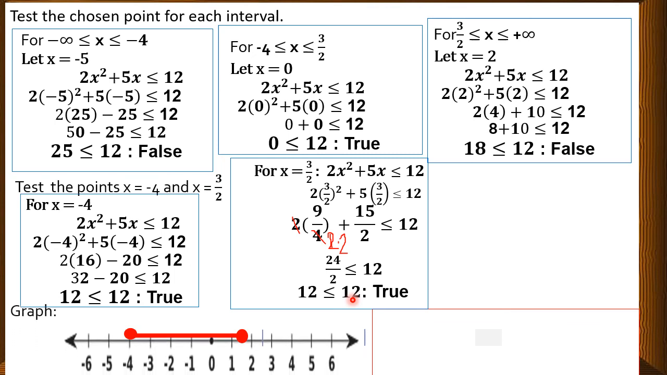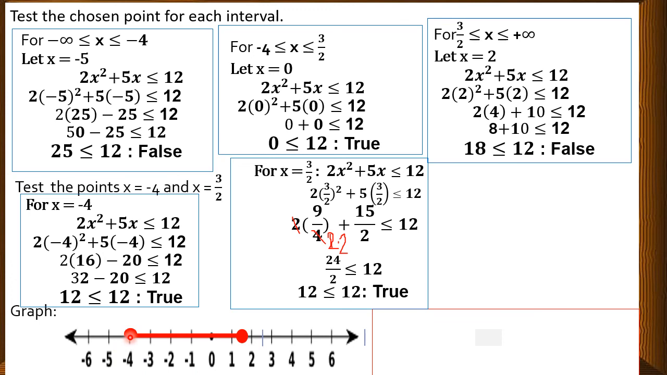Okay, for our graph, we have here solid circle at negative 4, part of the solution, as well as at 1.5 or 3 halves. And for the second interval, which is through, we have here where x is less than or equal to 3 halves, but greater than or equal to negative 4. So this part here, the one shaded with red, is part of the solution. So therefore, the solution set of the inequality is x less than or equal to 3 halves, but greater than or equal to negative 4.